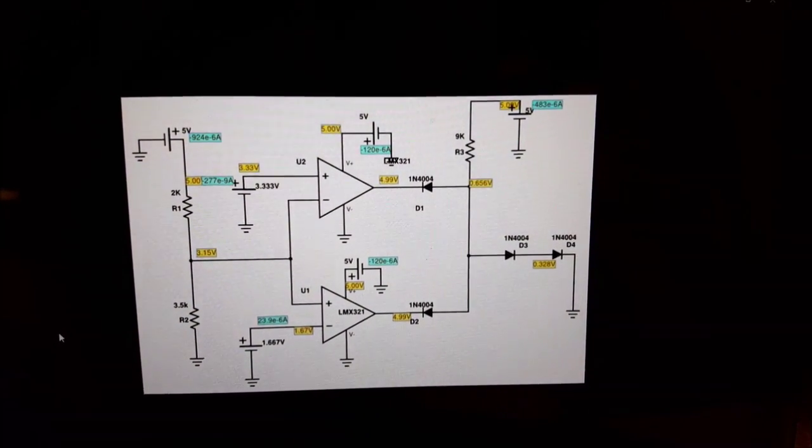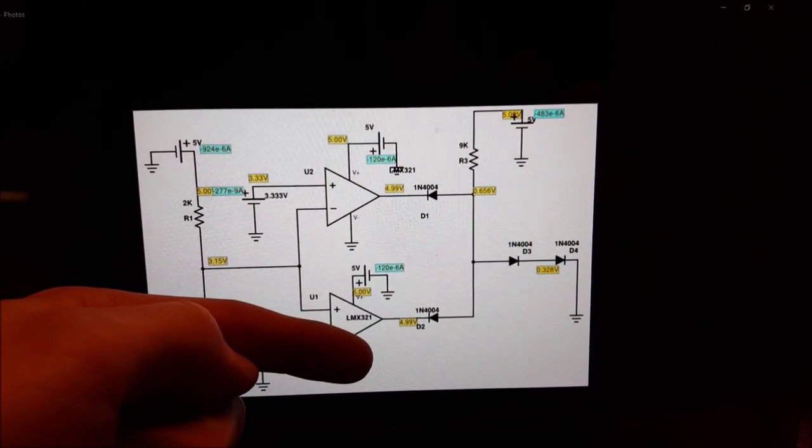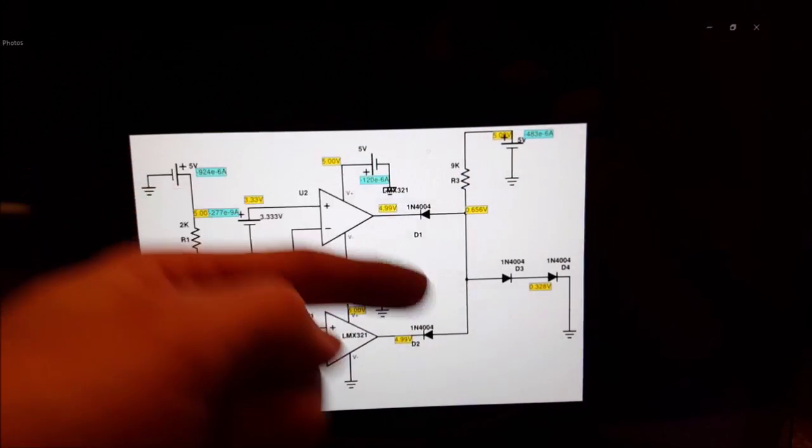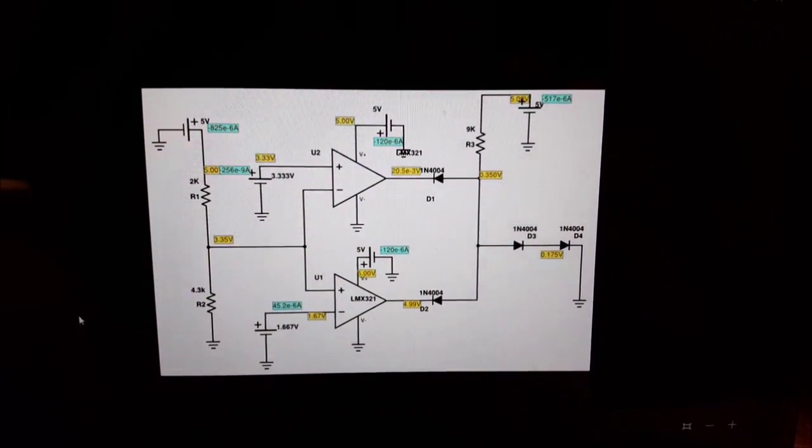Moving to the next, we have 3.5K, which will be just over 25 lux, so it's still within our range. Should have output, and we do. Output still high for the op amps, and we have current going out through those turned on diodes.